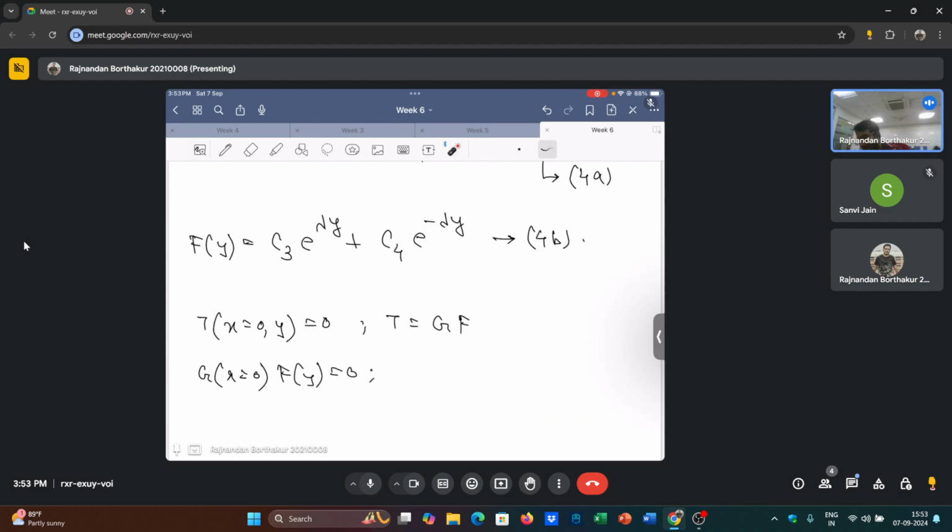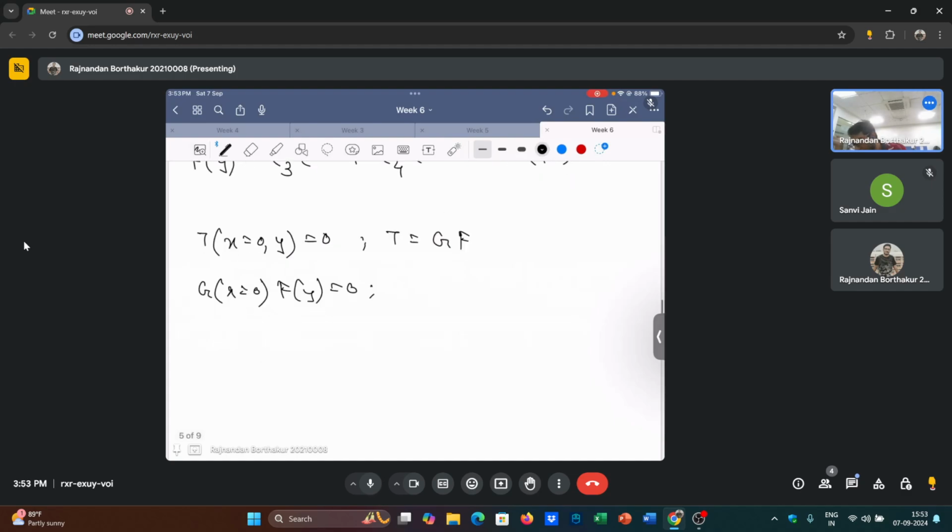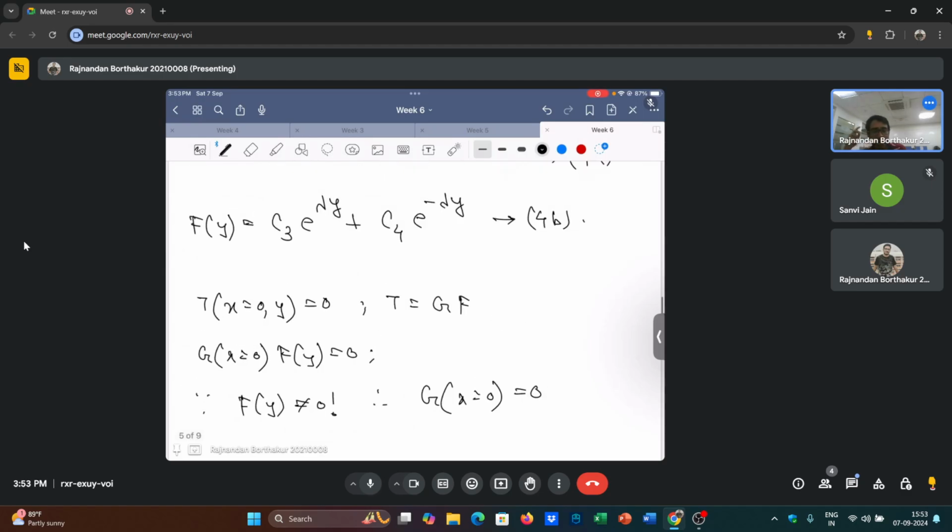Now, here is the thing. F of y cannot be equal to 0, because if it becomes 0, then the temperature will also be 0, and that's the trivial solution. But we are not interested in the trivial solution. We are looking for a specific solution involving specific values of this lambda. Since f of y cannot be equal to 0, g at x equal to 0 will be equal to 0. And this is your transformed boundary condition in x that we have obtained from the temperature boundary condition that we already have.